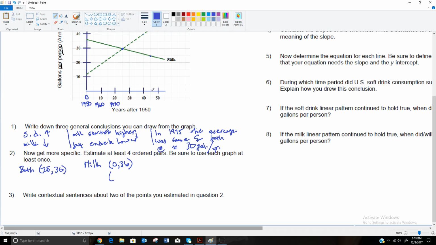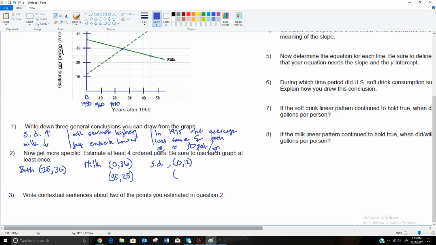So it also includes the point 45, 25. So 45 years after 1950, there was 25 gallons on average of milk. And then if we do the soft drinks or the soda, it looks like it starts at 0, 12 maybe? Looks a little higher than 11. This would be 15. This is 10, so that'd be, I think that's about 12.